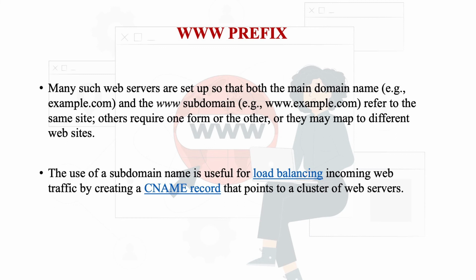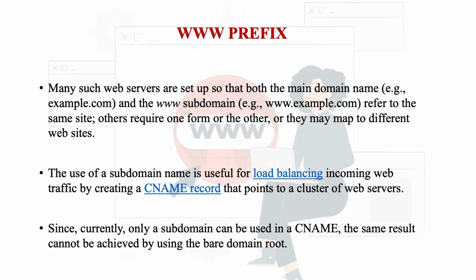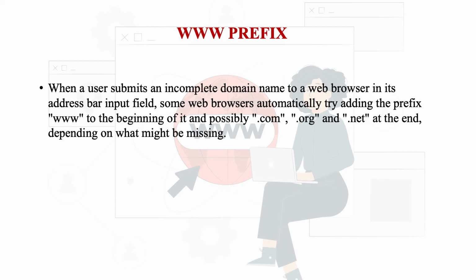The use of a subdomain name is useful for load balancing incoming web traffic by creating a CNAME record that points to a cluster of web servers. Since currently only a subdomain name can be used in a CNAME, the same result cannot be achieved by using the bare domain root. When a user submits an incomplete domain name to a web browser in its address bar input field, some web browsers automatically try adding the prefix to the beginning of it and possibly .com, .org and .net at the end, depending on what might be missing.